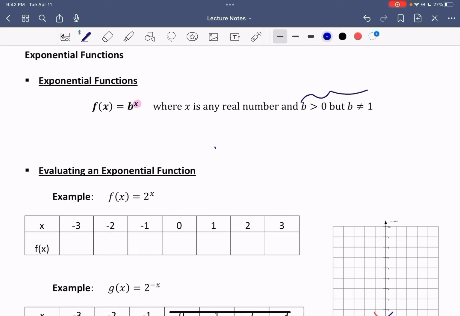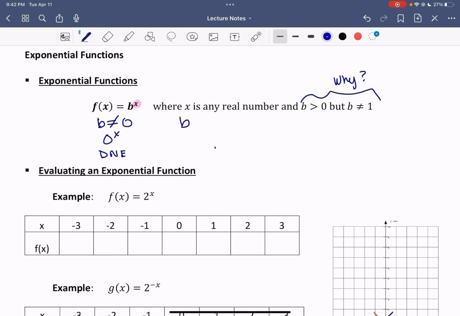Now why does it tell you all this? Why do we need to know those restrictions? Let's just think through this process. If b were equal to 0, that cannot happen, because if b is equal to 0, that would give me some 0 to the x, and that doesn't exist.